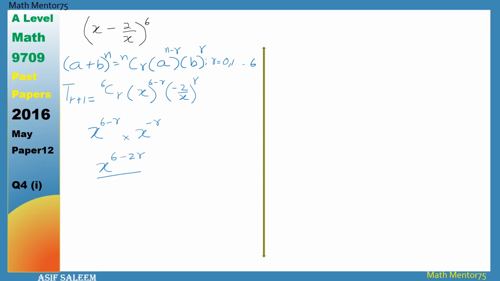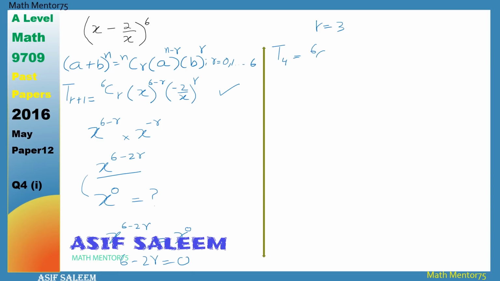Now in this question we have to find the term independent of x, meaning x raised to the power 0. This is our requirement. Now let's equate these two values. x raised to the power 6 minus 2r equals x raised to the power 0. So 6 minus 2r equals 0, so we have r equals 3. If we substitute r equals 3, we will get our required term. r equals 3 means that would be our fourth term.